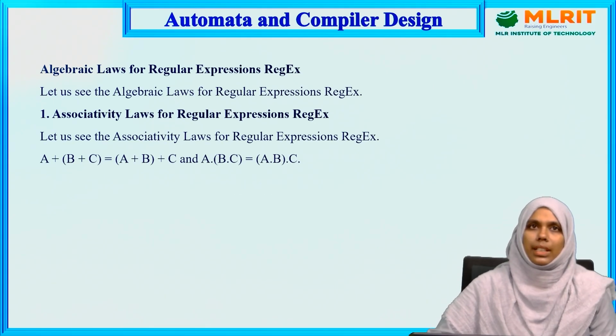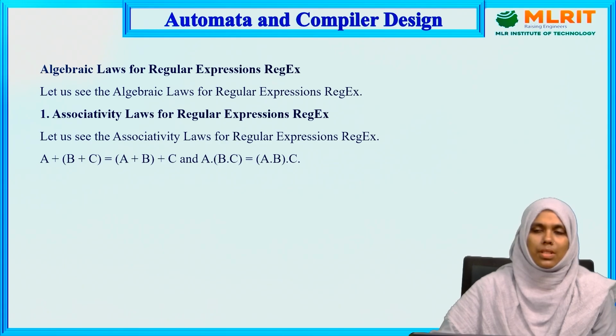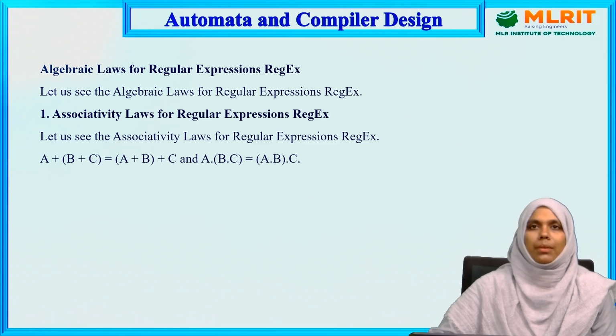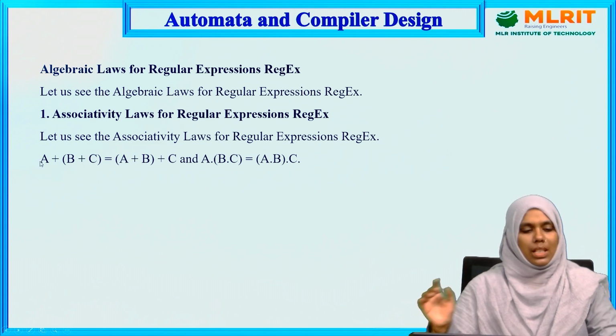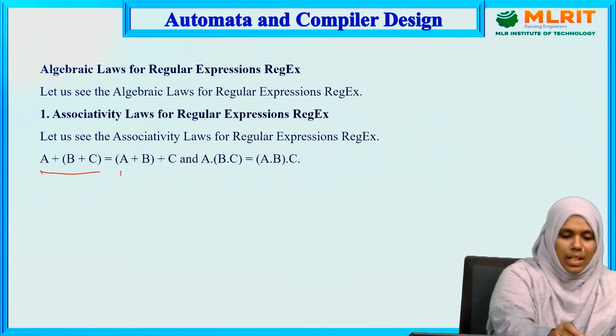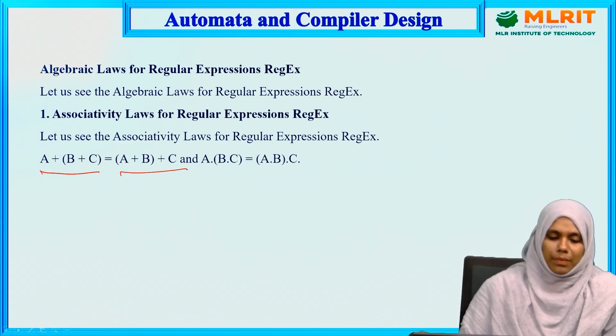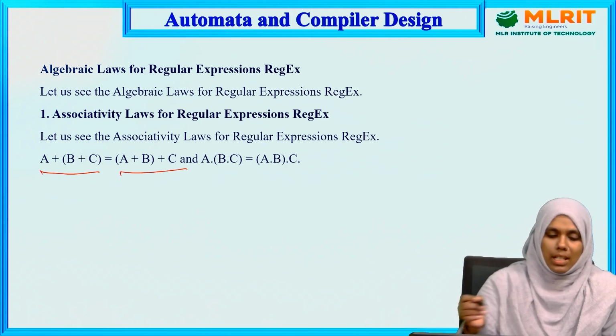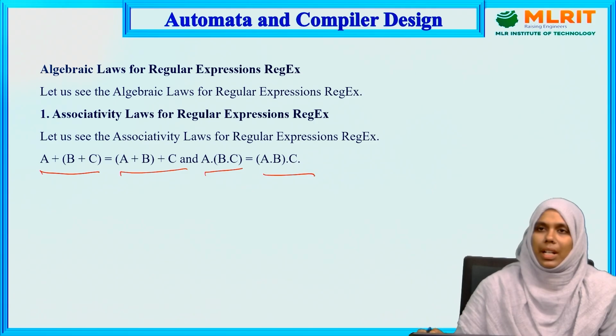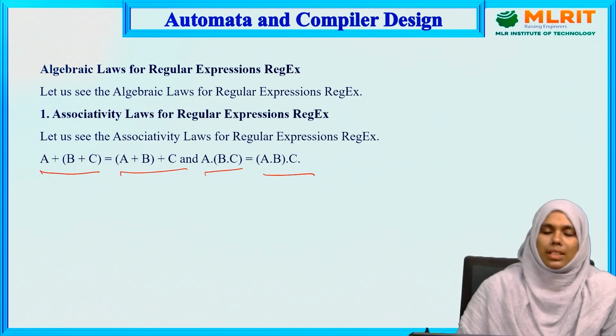Coming to the algebraic laws of regular expressions, here we have some 6 to 7 laws. The first law is the associative law. What is the use of the associative law and how is it defined? Whenever we write the laws, they are defined with the help of the operators. The first associative law is: (A + B) + C can be written as A + (B + C). Or, if you are using the dot operator, it can also be written as (A . B) . C, which is equal to A . (B . C). That is the associative law.